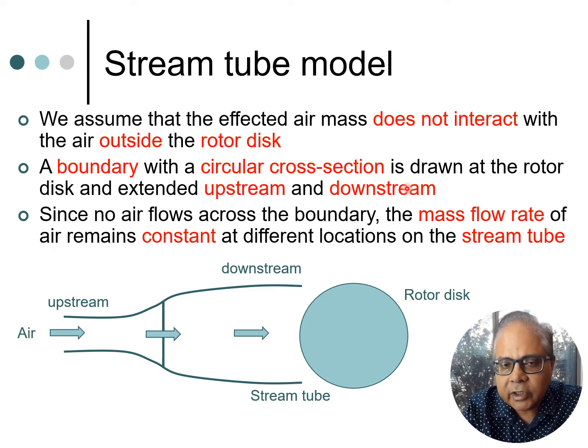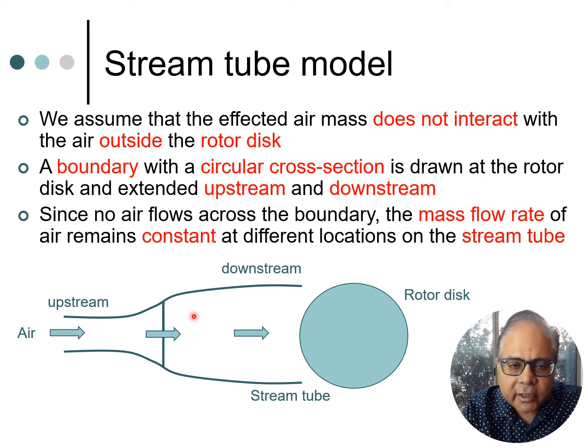So this boundary has a circular cross section. The circular cross section will of course depend on the radius of the rotor. So typically if the radius of the rotor is r, then the area of this rotor disc is going to be pi r square. And the important thing to remember is that there is a rotor disc here, there is air upstream, and there is air downstream.